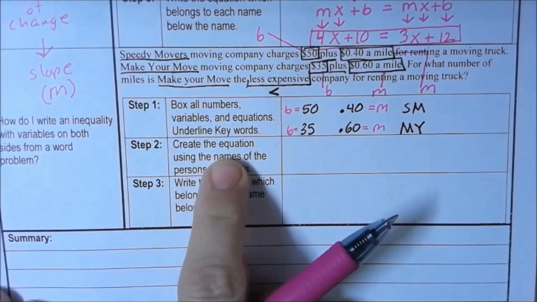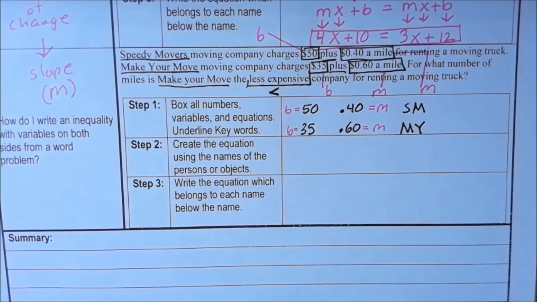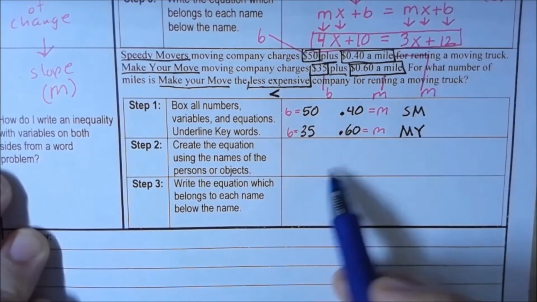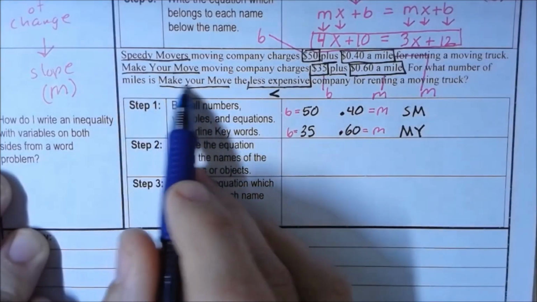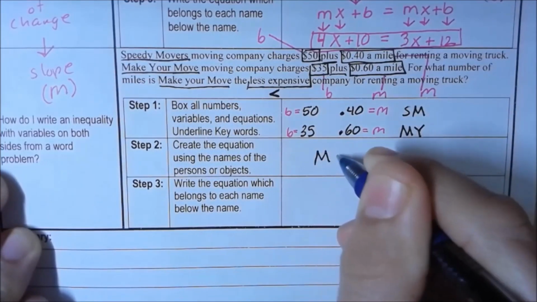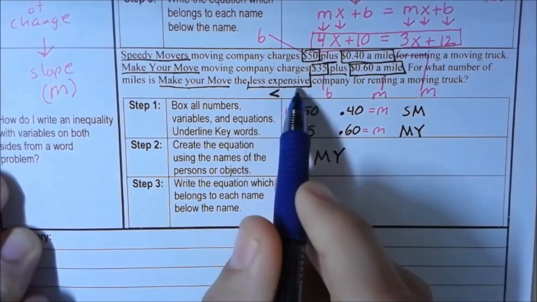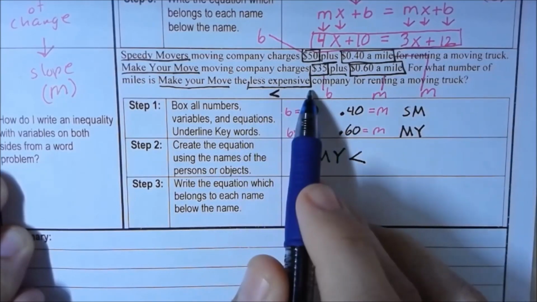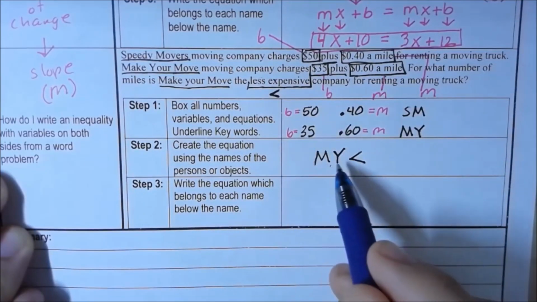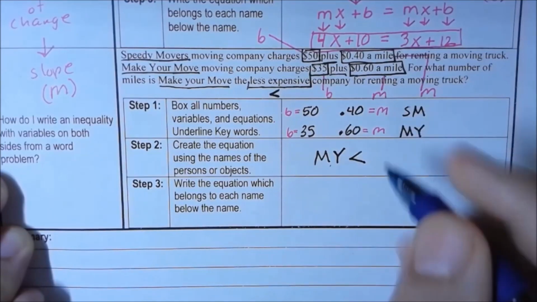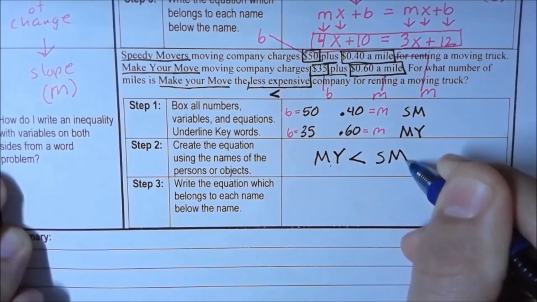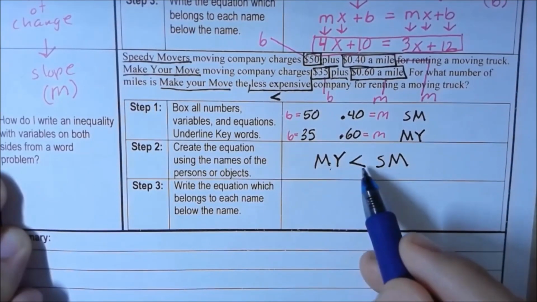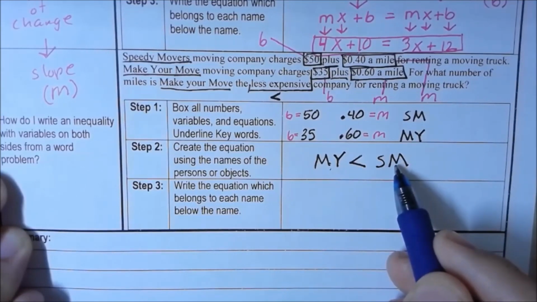So step 2 is I'm going to create the equation using the names of the persons or objects. Okay, I want to use their names. What it said down here in this last sentence is where we're going to determine what name we're going to write first. For what number of miles is Make Your Move less expensive? Okay, so that's Make Your Move, MY. He has to be less expensive. It says the less expensive company, and that's out of 2 companies. The other company is SM. So that means SM must be more expensive. So SM is greater than Make Your Move, or you could say Make Your Move is less than Speedy Movers.